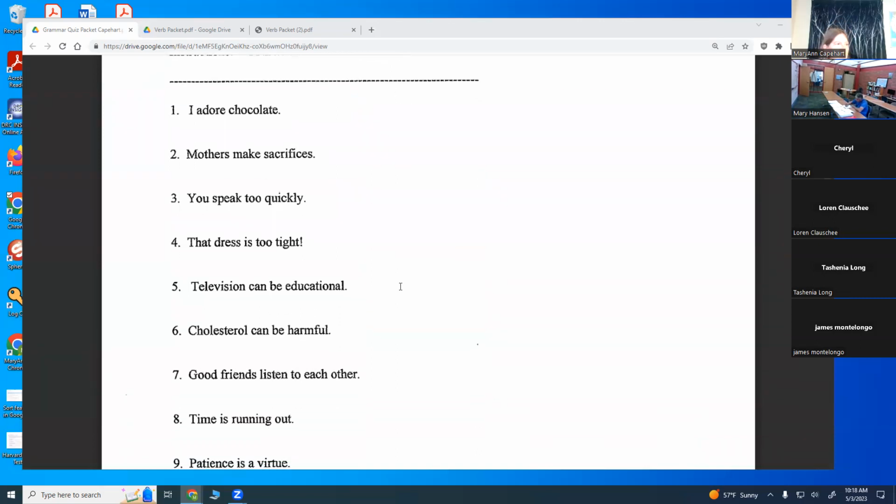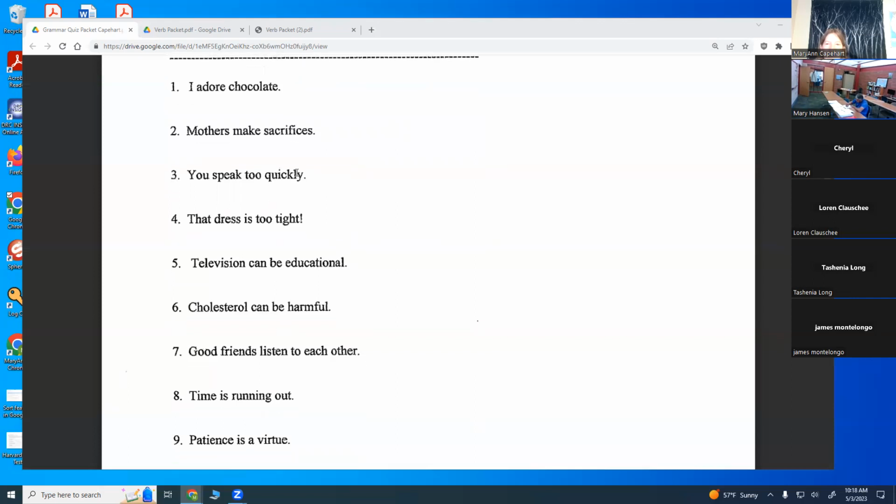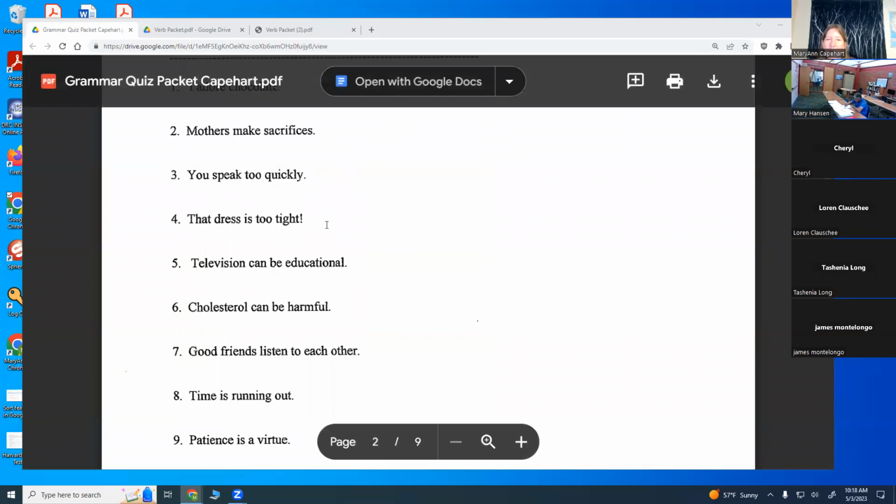You speak too quickly. Subject? You. Yep. Verb? Speak. Yep. And this is an adverb. How are you speaking? Quickly. Yeah. Too is also an adverb, actually.